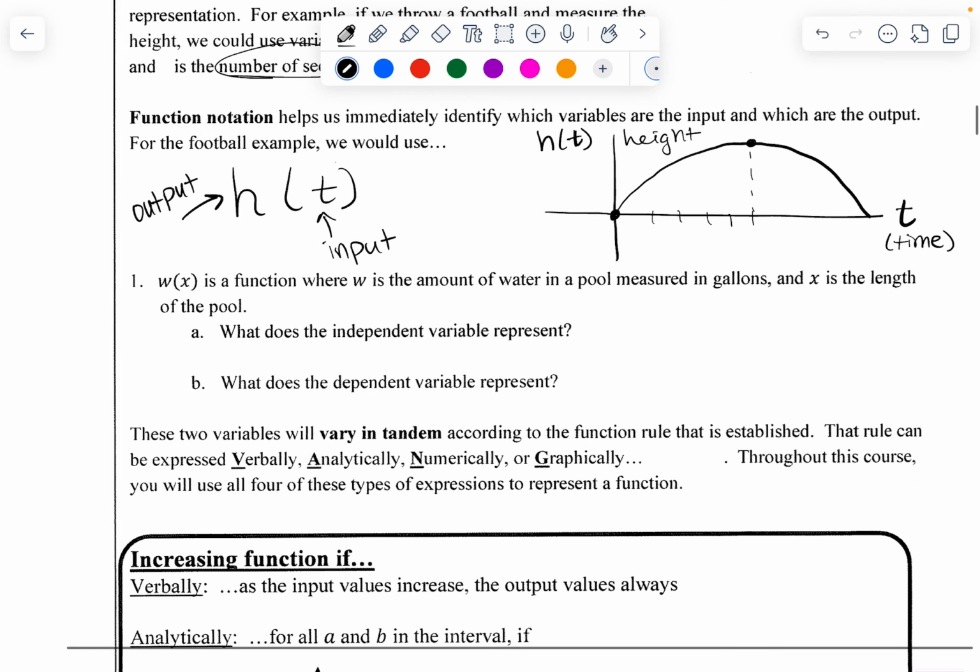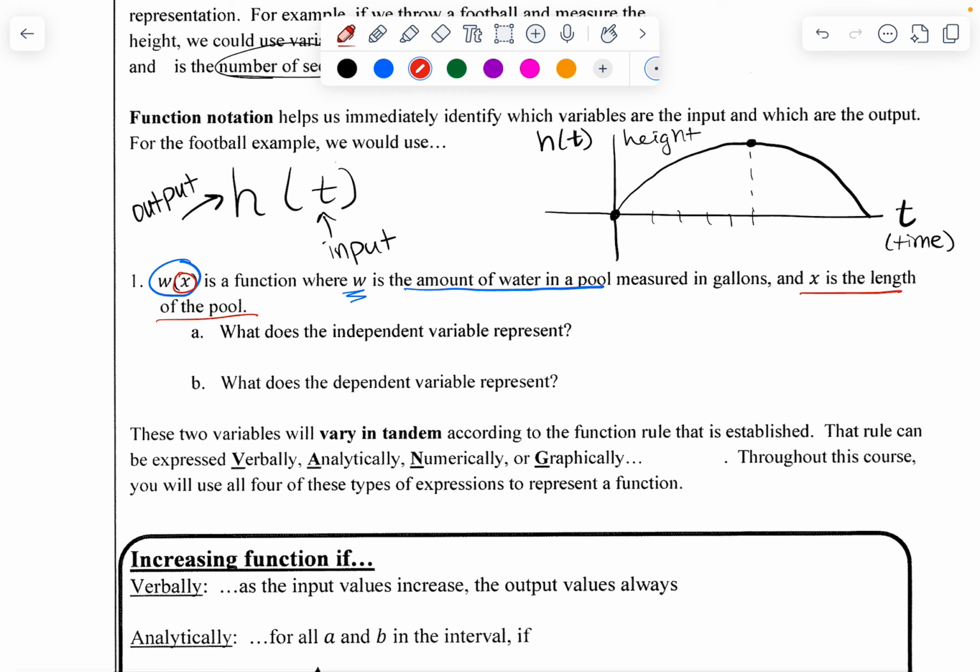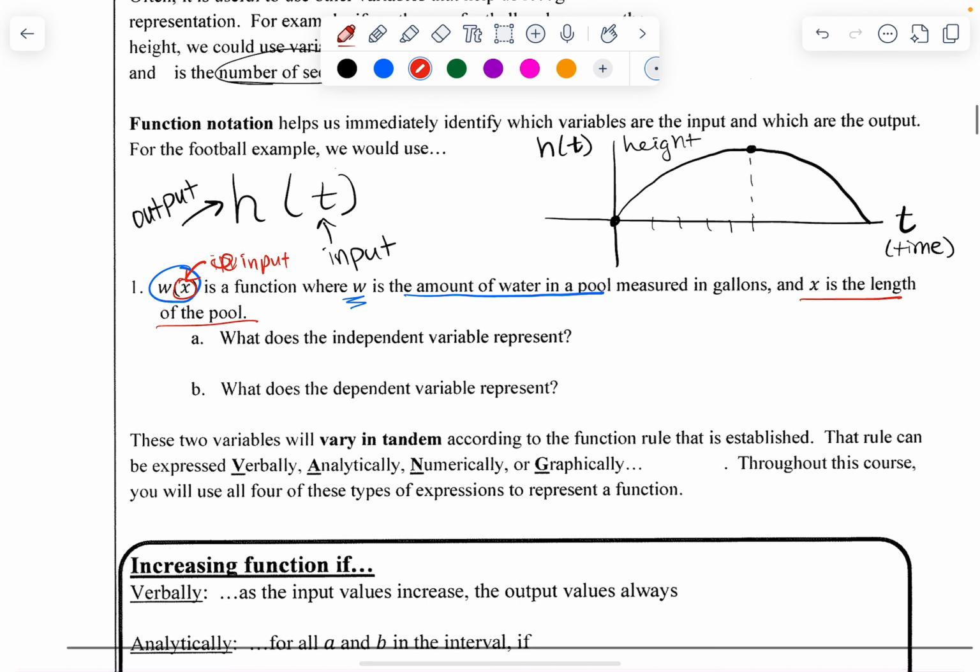Okay, so let's practice this a little bit. So if we say w of x is a function where w is the amount of water in the pool measured in gallons, and x is the length of the pool. So which one's the input, which one's the output? Remember that x is our input, and w is the output variable.